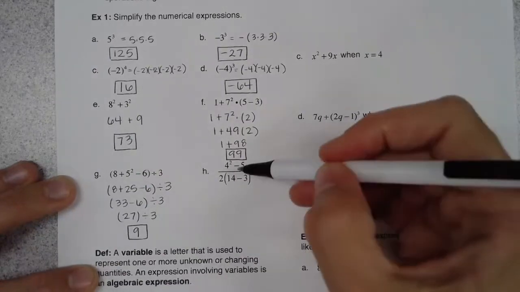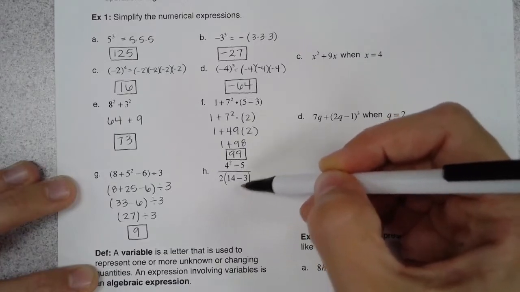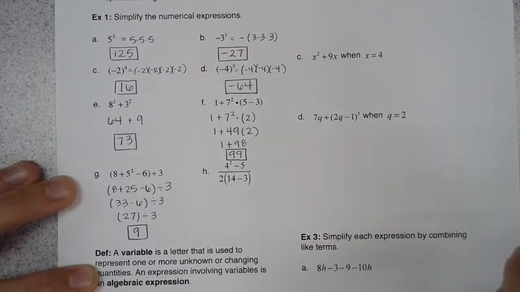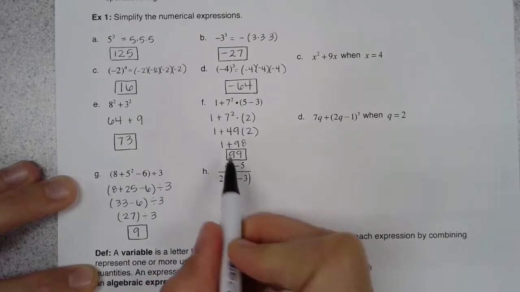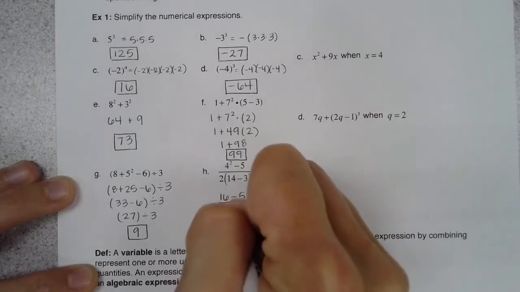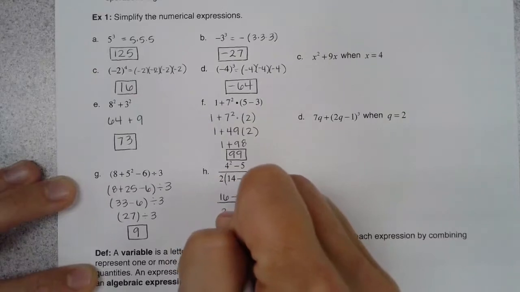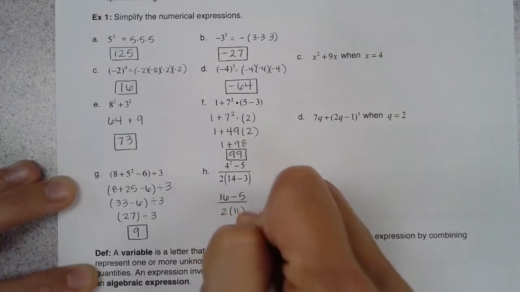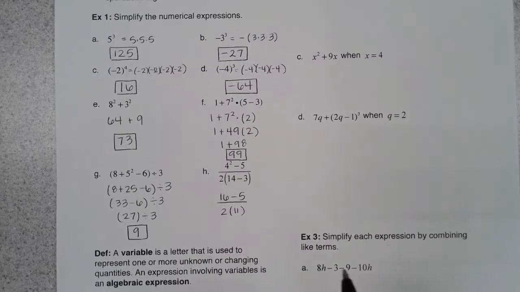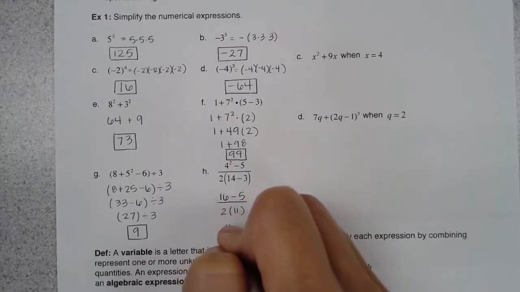Sometimes you'll have fractions. And so whenever you have a fraction, you're going to simplify the top and simplify the bottom separately from each other. And then at the very end, you want to make sure to check and see if you can simplify anything more. So I'll do the work separately. In the top, there's no parentheses, so I'll start with the exponent. And then in the bottom, there are parentheses, so I'll do the work in the parentheses first. It's okay on these ones to kind of feel like you're doing 2 steps at once, because you're simplifying the top and the bottom separately from one another. 16 minus 5 gives me 11 on the top. 2 times 11 gives me 22 on the bottom.